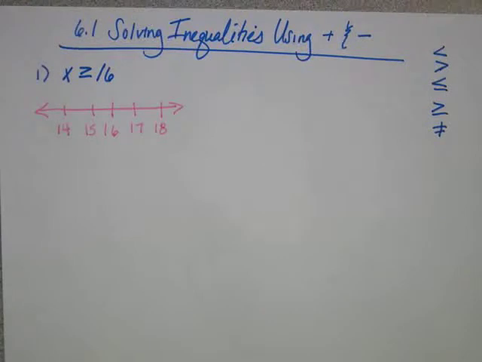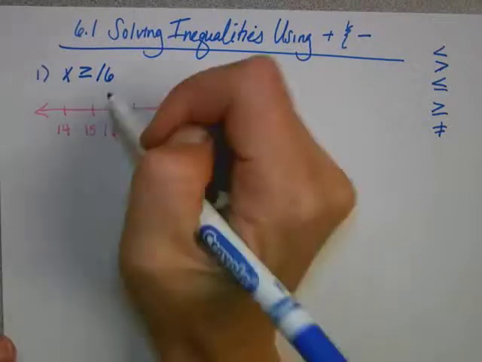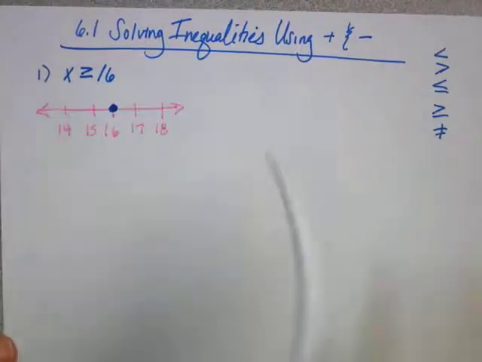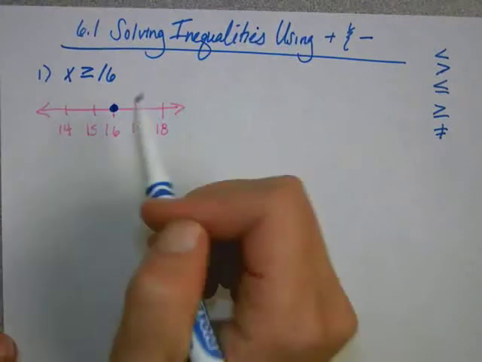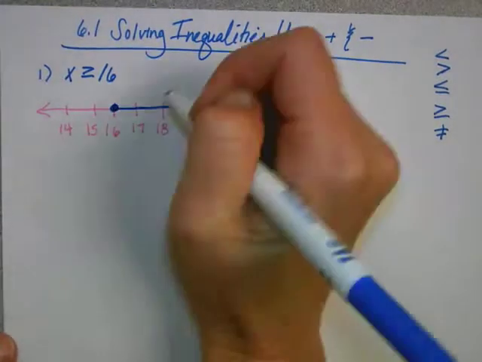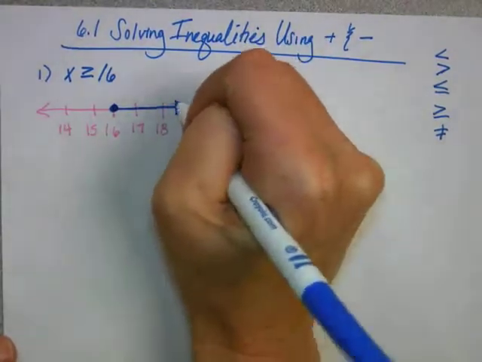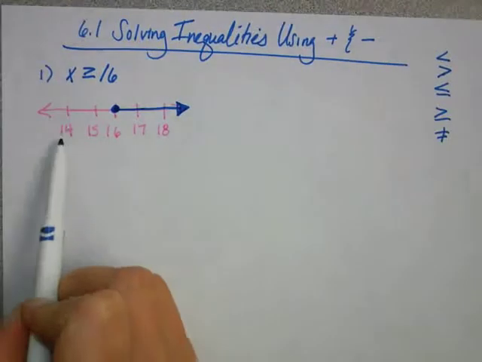Now, what I'm saying is that x can be 16 or any number bigger than 16. So to show it's 16, I would do a dot, and I color it in because it can be 16, and then any number greater than 16 goes in this direction. And your number line needs to be in the correct direction, where the smaller numbers are on the left and the bigger numbers are on the right.